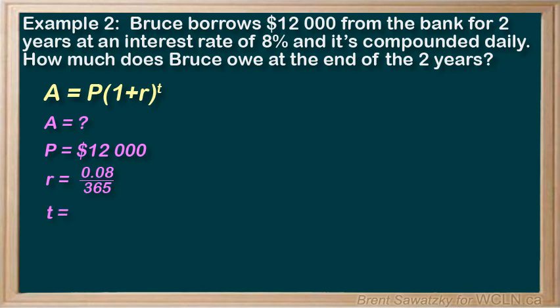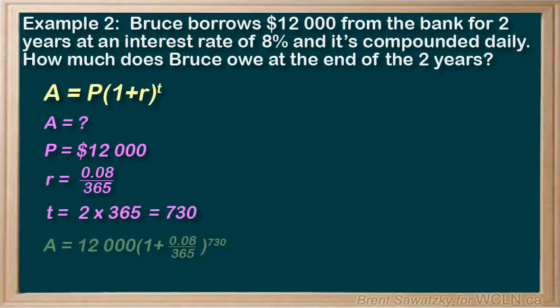For the T, that's time, but in compounding periods again. So 2 years, and there's 365 days or compounds per year. So 2 times 365 is 730 compounding periods. There we go. And plugging that into our calculator, we get $14,081.88, rounding to the nearest cent.